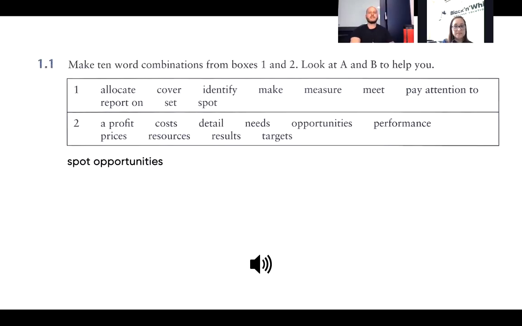Set prices. Spot opportunities. Let's check it out. Spot opportunities. Which one is it, Míriam? Yeah, British. From England. Spot opportunities. All right, there you go. Did you like this activity, Míriam? Yeah, a lot.